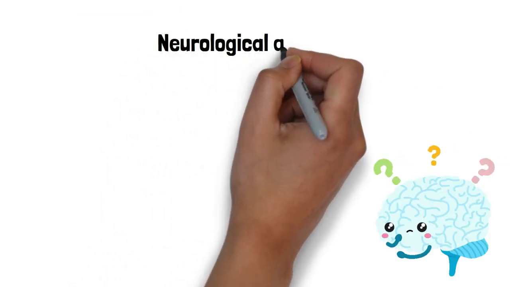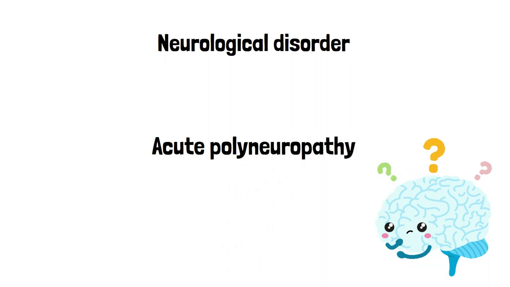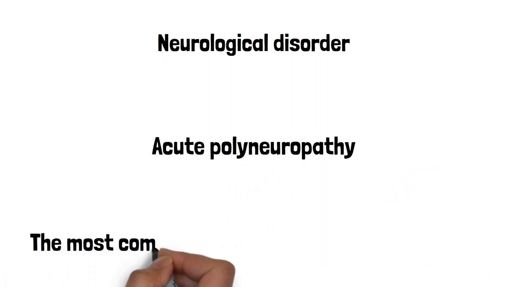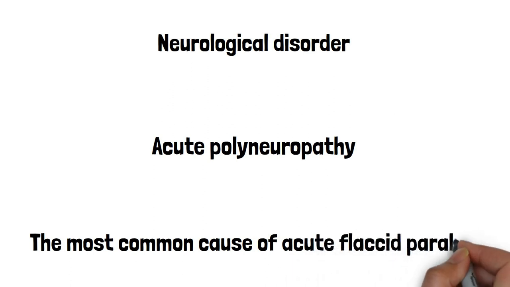Today's topic is about Guillain-Barre syndrome. Guillain-Barre syndrome is a rare neurological disorder in which your immune system mistakenly attacks parts of the nervous system. It's an acute polyneuropathy and it's also the most common cause of acute flaccid paralysis.